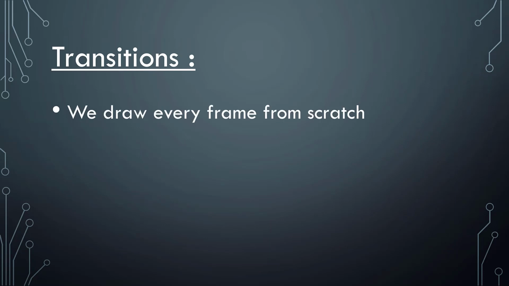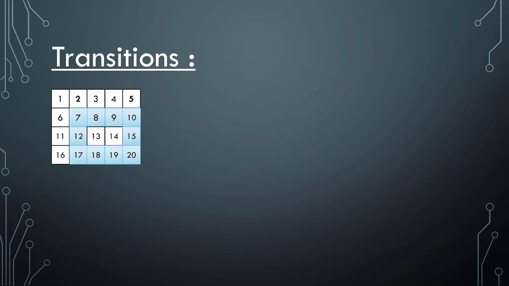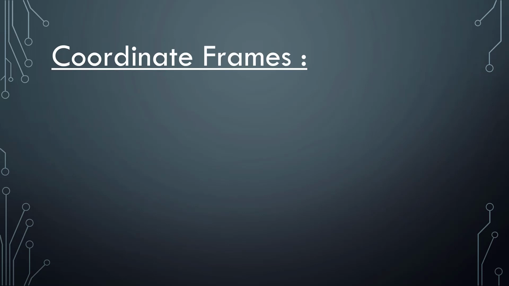Okay, so let's talk about transition, like how things move and change over time. We're drawing every frame from scratch completely, so we can emulate transition by just drawing different pixels at each frame. If we account for the transformation over time as we draw different frames, it may look like the rectangle is changing. If we do it fast enough, it looks like the rectangle is moving. The pixels themselves aren't moving at all. The frame buffer isn't changing at all in terms of its layout. We're just lighting up different pixels.